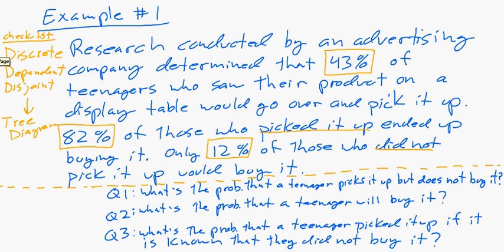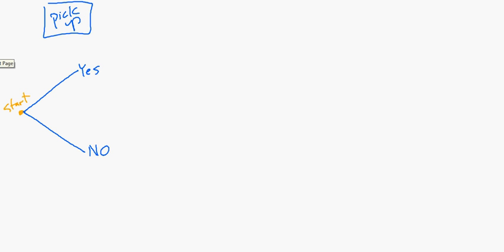Right? What's the probability that they pick it up? Well, 43% of the teenagers who saw their product on the display table would go over and pick it up. So 43% picked it up. So we have 0.43, which means what's the probability of not picking it up? Well, it would be the rest of it, which would be 0.57. All right, next event.